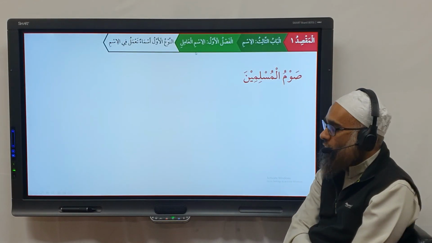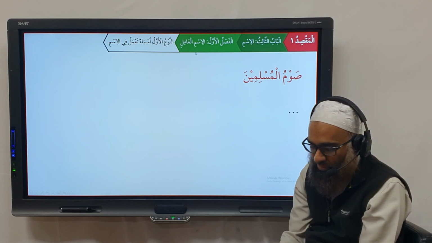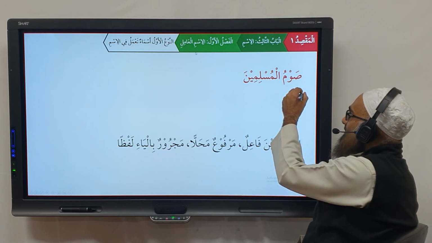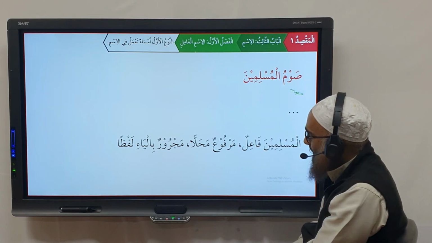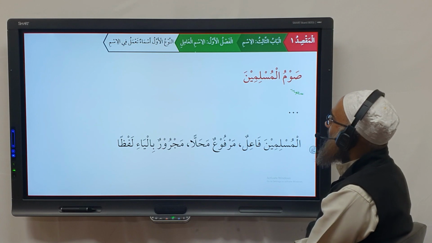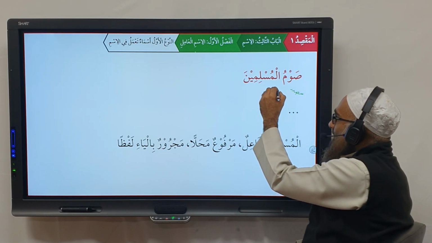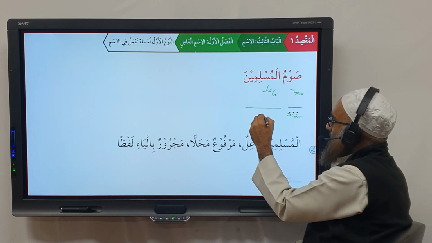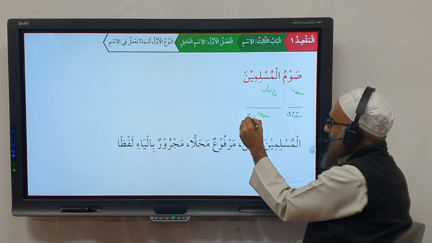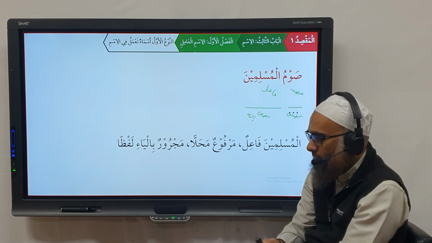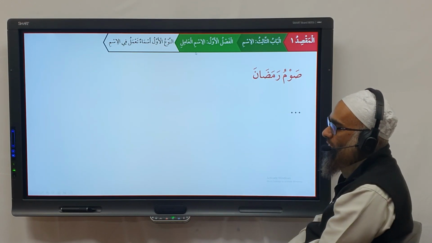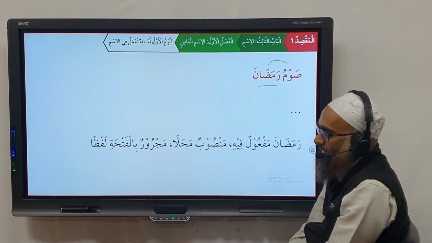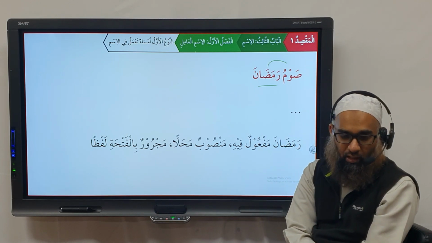Okay. So, Sawmul Muslimin. What would happen here? Al-Muslimin becomes a fa'il, because Sawm is the masdar, isn't it? So then that becomes a fa'il, marfu'un muhallan majrurun bil ya'i lafzan. So this is the masdar, this is the fa'il. And in terms of i'rab, this is mudaf ilayhi. Understood? And Sawmu Ramadan becomes what? Maf'ul fihi. So mansub mahallan because it is maf'ul fi of the masdar. But then it's majrurun bil fathati lafzan because it's a mudaf ilayhi.